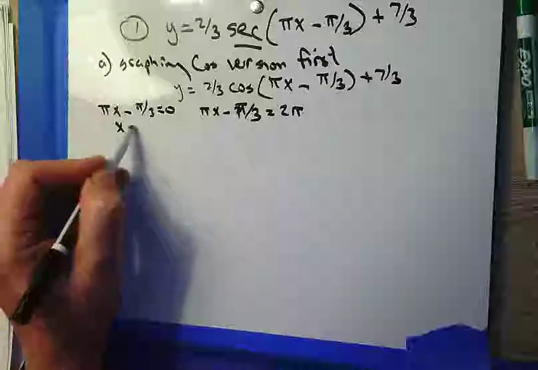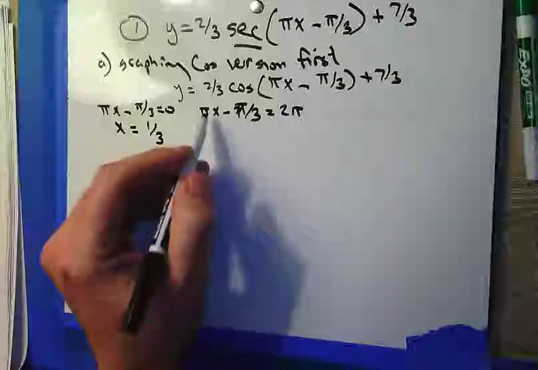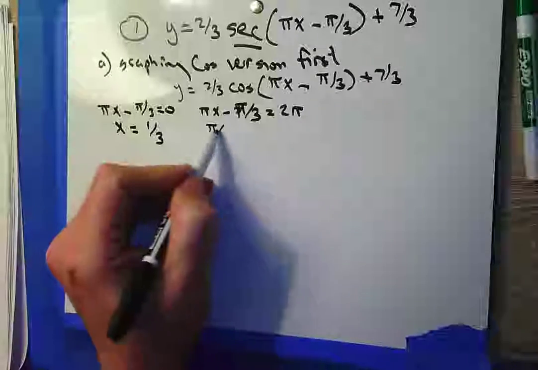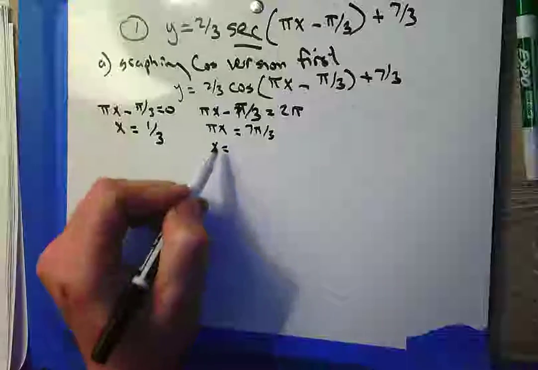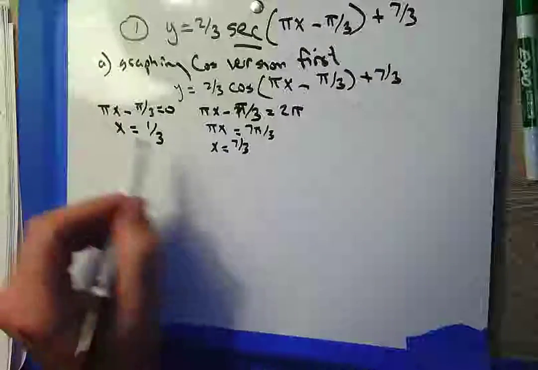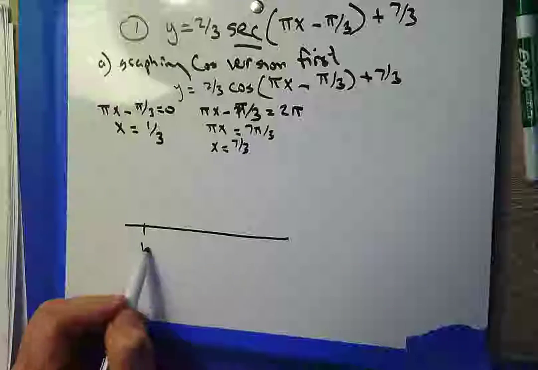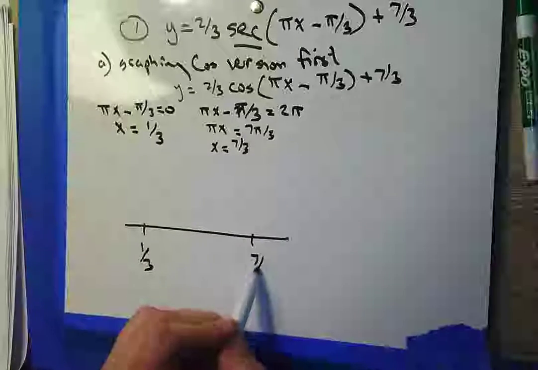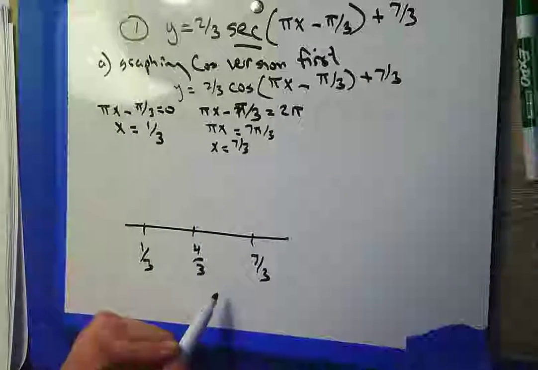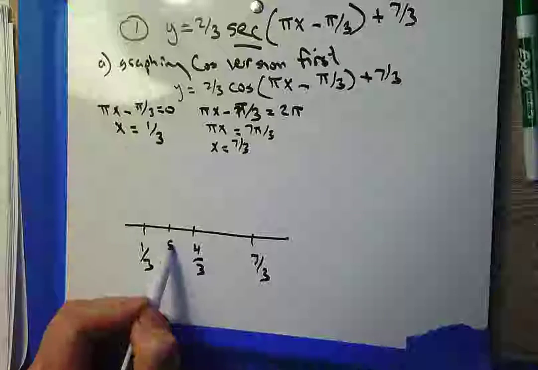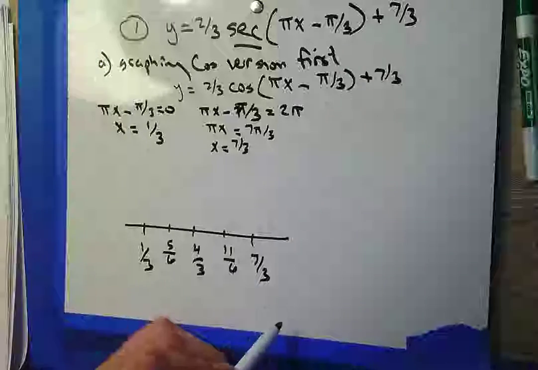And we'll get x equals 1/3. And here, 6/3 plus 1/3 pi is 7/3, so pi x equals 7 pi over 3. But when we divide by pi, we get x equals 7/3. So here are my starting and ending points. 1/3, 7/3, halfway in between is 4/3, halfway in between is 5/6, and halfway in between is 11/6.